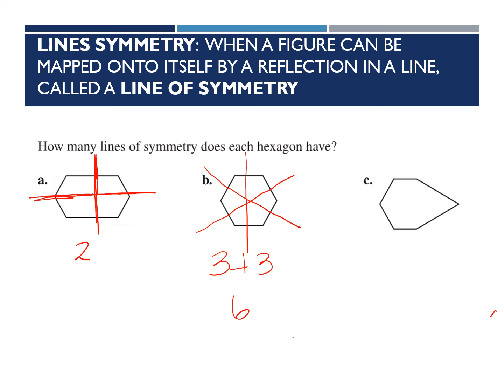Okay. This hexagon only is going to have 1. I can only fold it in half if I go through those 2 vertices. Okay. So there are the different lines of symmetry. I can take those hexagons and I can fold them in half.